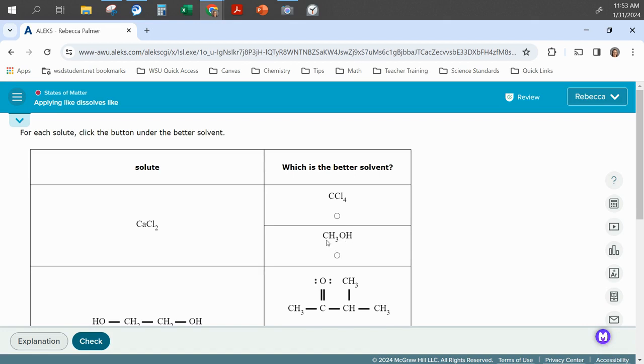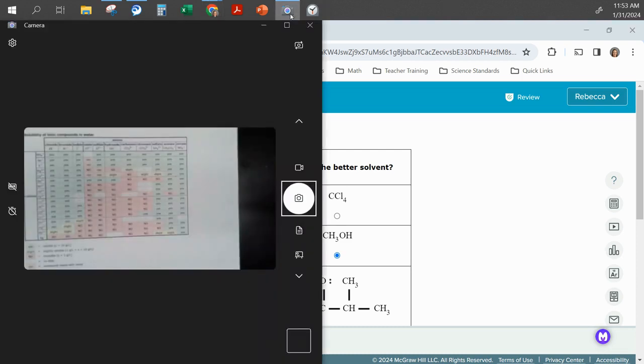This one is almost tetrahedral, but it has an OH group, so it has one different group. This is polar. So calcium chloride is going to dissolve in this one better. This is methanol. So you're matching ionic with polar, and then polar with polar, nonpolar with nonpolar. We can write a table.